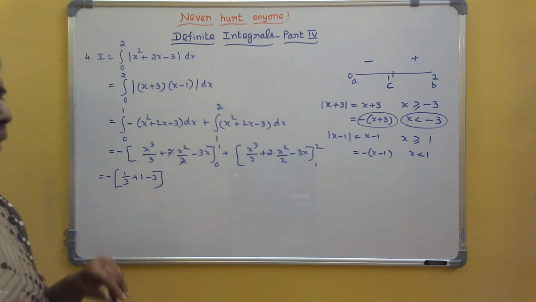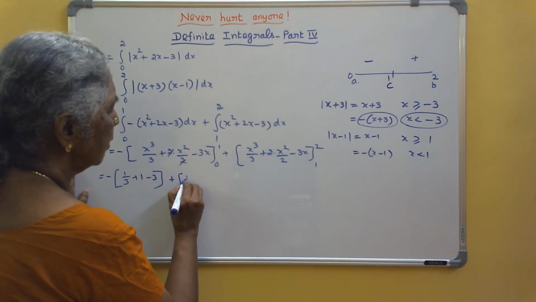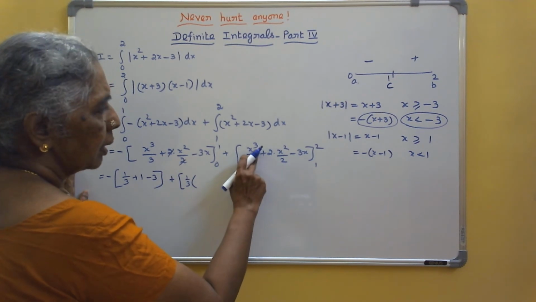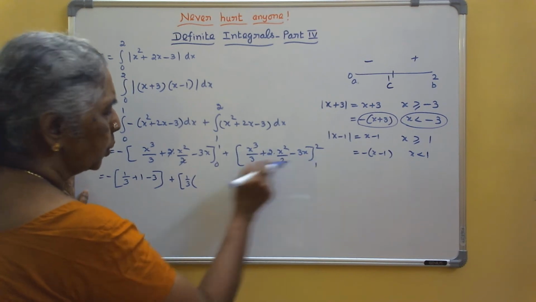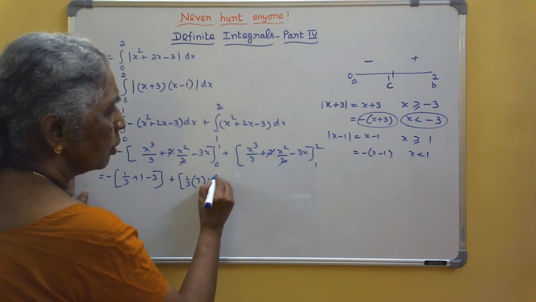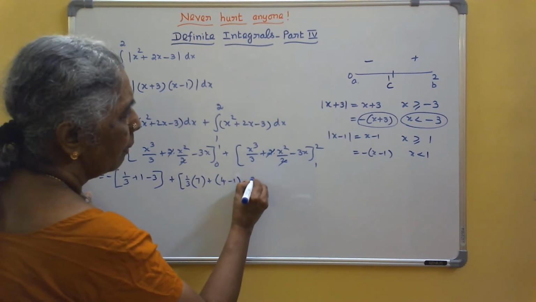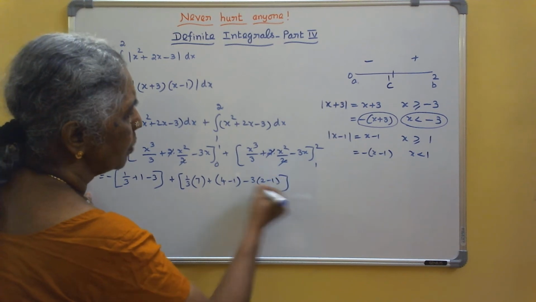Okay. Now coming to this one. Now I will write here it is 1 by 3 into 8 minus 1. 2 cube minus 1 cube. So 7. Okay. This and this will go. So the second part will be 2 squared is 4 minus 1 squared is 1. Minus 3 into 2 minus 1.